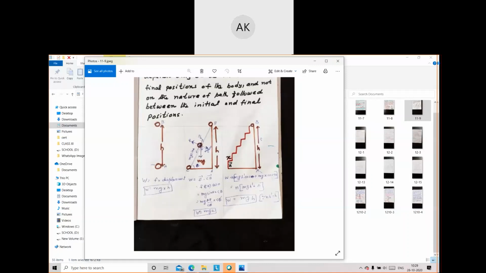And along this path, for one step, the work done is calculated: mg h dash cos 0. Why cos 0? The force is exerted upwards and the displacement is upwards, so theta will be 0. So mg h dash cos 0.